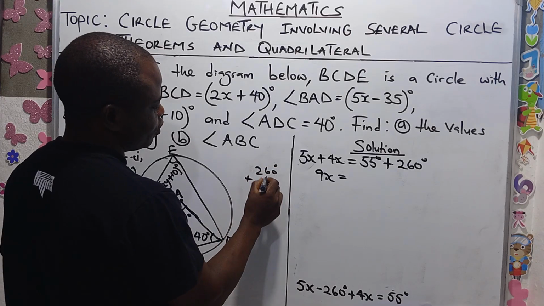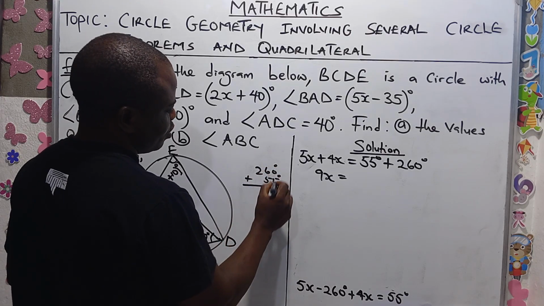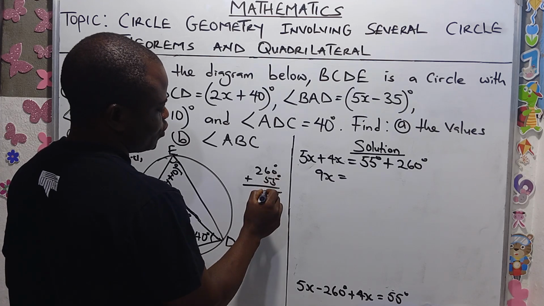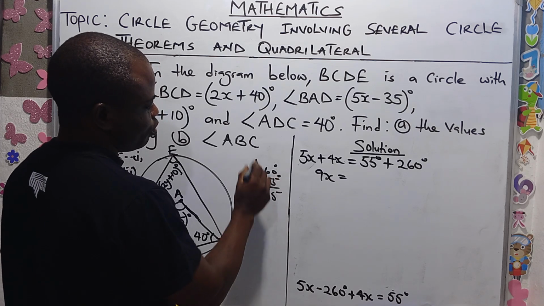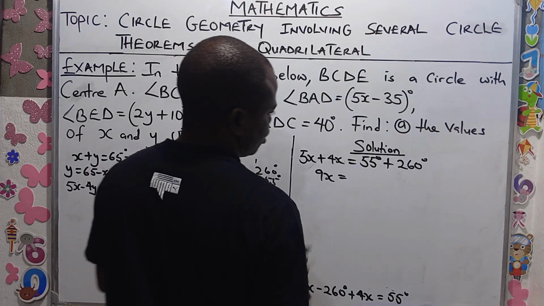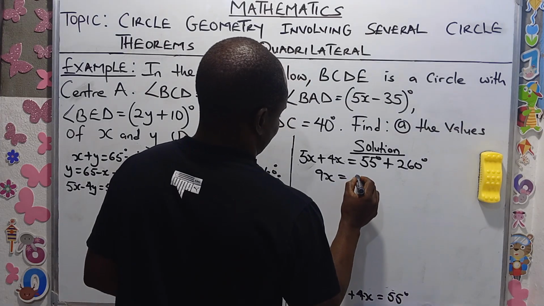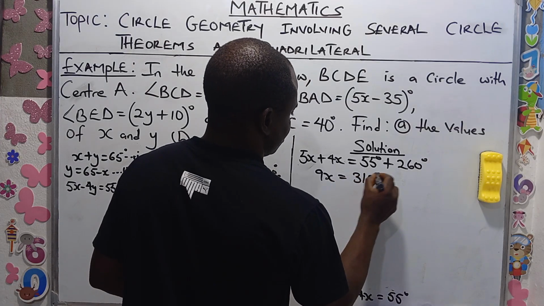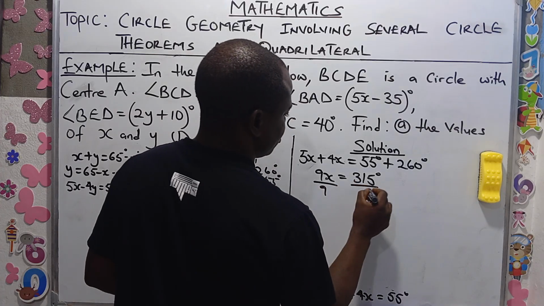260 degrees plus 55 degrees. 0 plus 5, that's 5. 6 plus 5, 11, 1 carry 1. 2 plus 1, that's 3. Yes, 315 degrees. Divide both sides by 9.